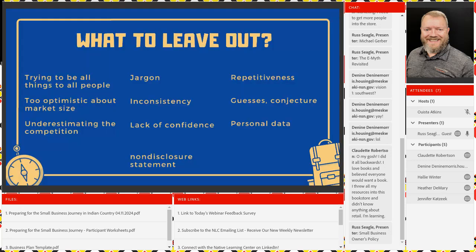So let's talk about what to leave out. I'm not going to go into all of these, but let's talk about jargon. I've talked about trying to be all things to all people. Jargon is okay. Industry jargon, the acronyms and things that you use for your industry, those are fine, but explain what it means the first time you use it so that as you use it throughout your plan, the reader will understand. You have to assume that we as readers of your plan, we know nothing. We may know a lot about your business, but you have to assume that we know nothing.